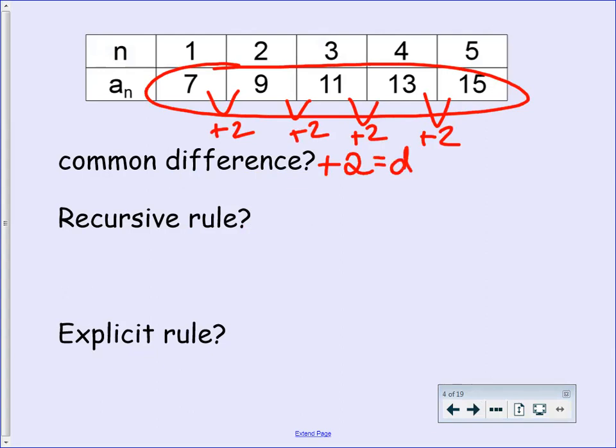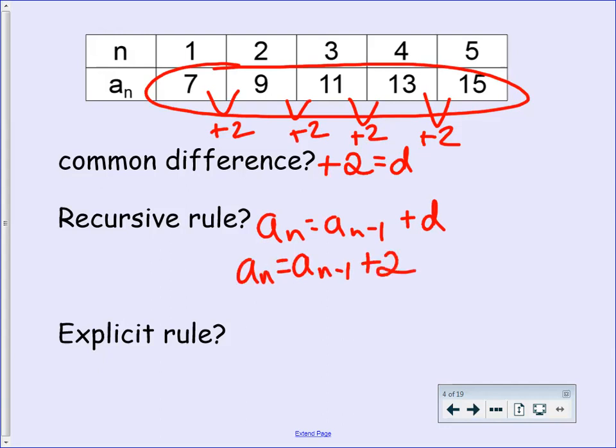Well, my recursive rule was this right here. So what I need to do is change this to apply to my situation. And there we go. If I wanted to keep going, I could see with my recursive rule that all I would need to do is 15 plus 2, and that would give me 17. Go to the next number, 17 plus 2, that would give me my 7th term, and so on. It would get me as far as I wanted, to the closest terms. As long as I have the previous term, the previous number, I can use my recursive rule.